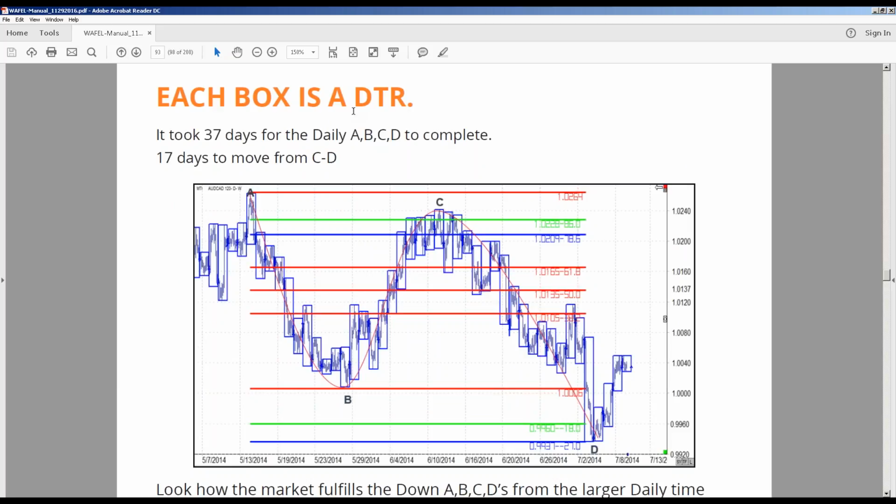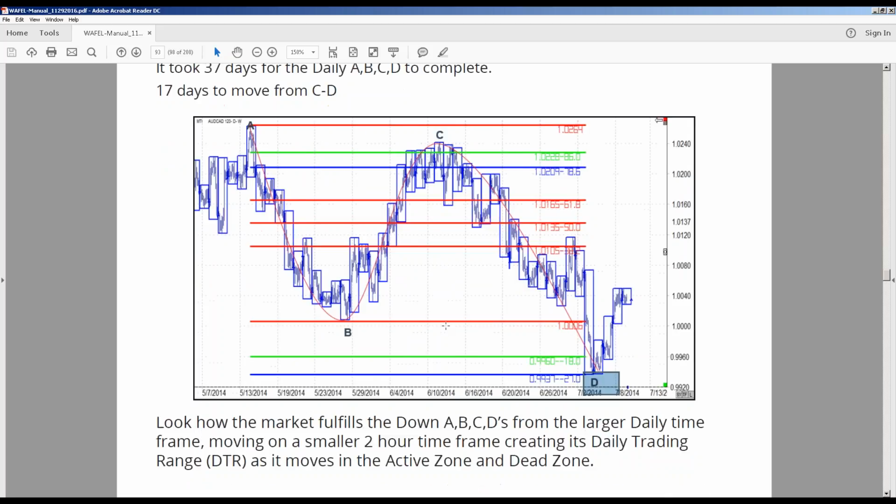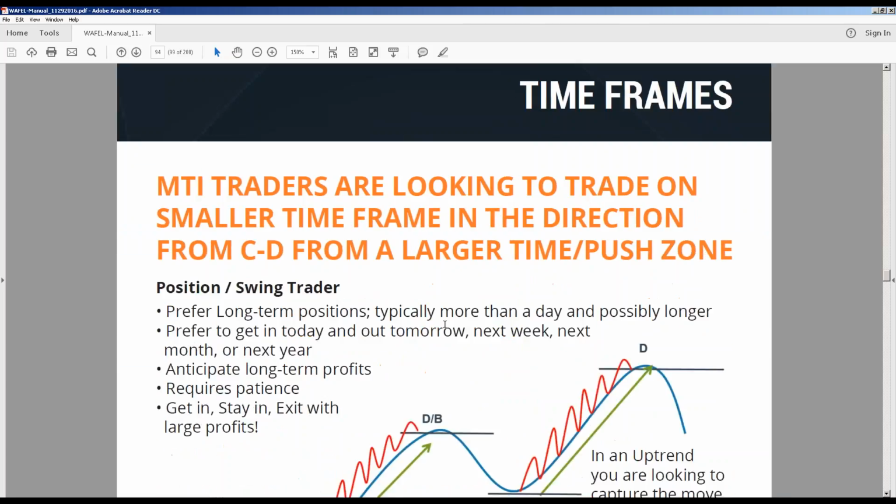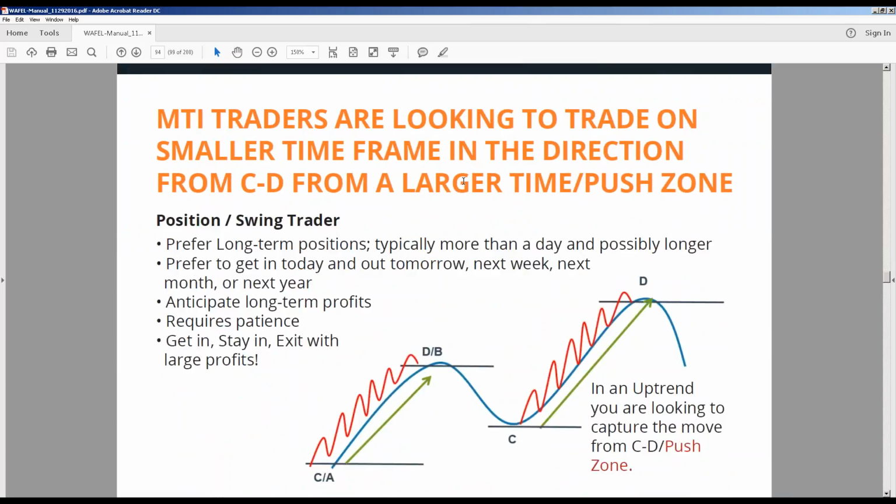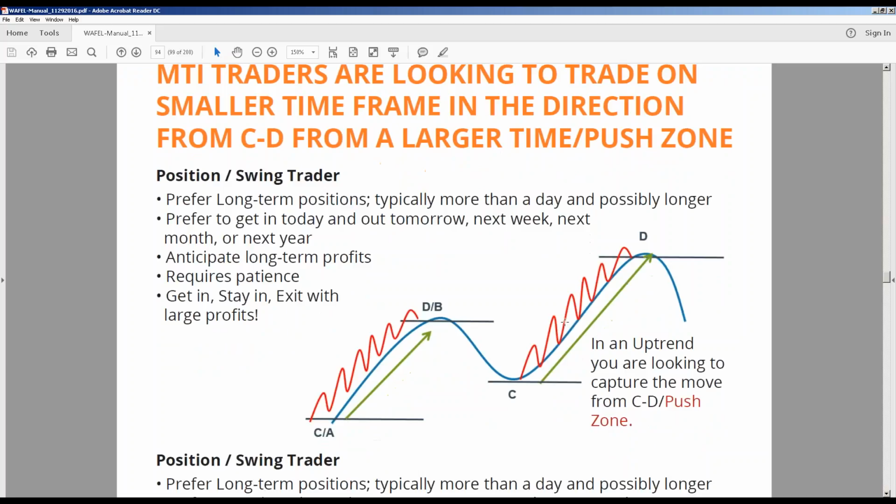Here's another example. Each box is what the market did in a day. It took 37 days for the daily ABCD to complete. There's the A, B, C, D. And it took 17 days to move from the C to the D. Now, MTI traders are looking to trade on smaller time frames in the direction from the C to the D from a larger time frame, a push zone.